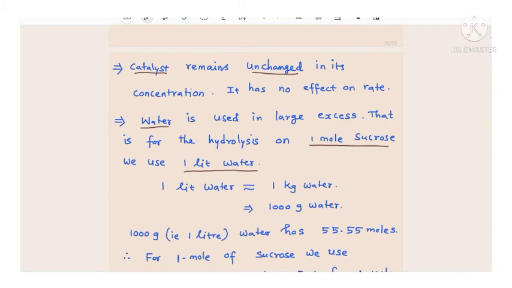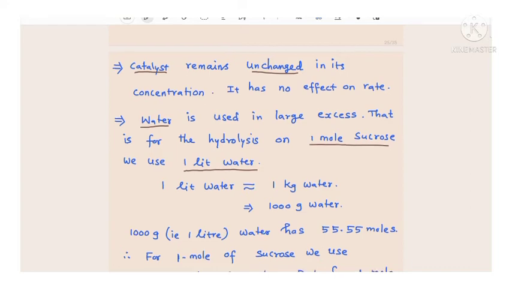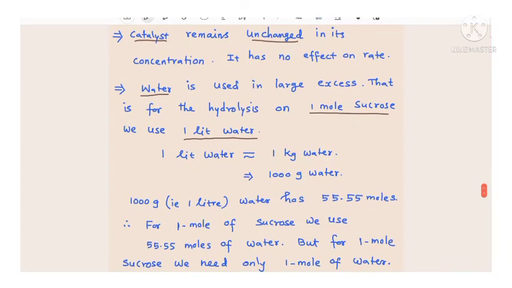Actually it is looking like a third order reaction, but it behaves as a first order reaction, isn't it? That's what we call a pseudo first order reaction. Let me explain why the concentration of water is not affecting the rate of this reaction. As I said already, for 1 mole of sucrose hydrolysis, how much water are we using? 1 liter of water, isn't it? Whereas 1 liter of water is almost equal to 1 kilogram, that is 1000 gram of water, isn't it?